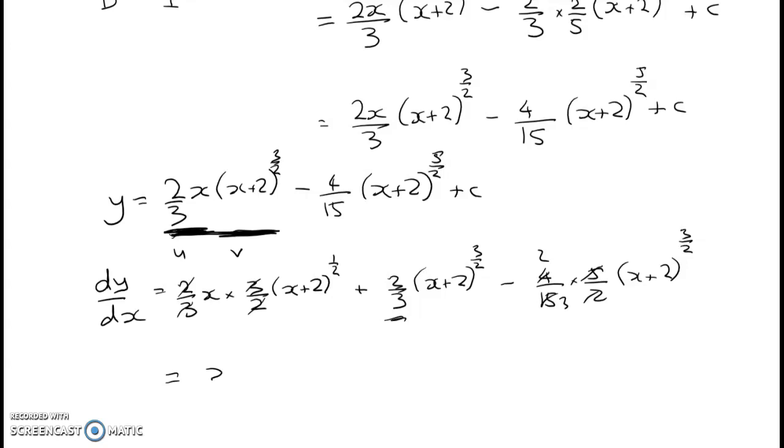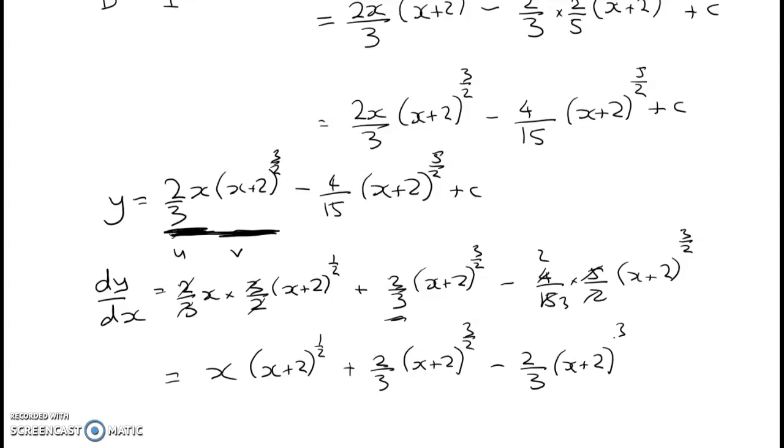So cleaning all that up gives me x times x plus 2 to the 1/2 plus 2/3 times x plus 2 to the 3/2 minus 2/3 times x plus 2 to the 3/2.